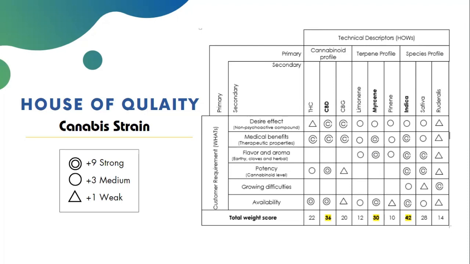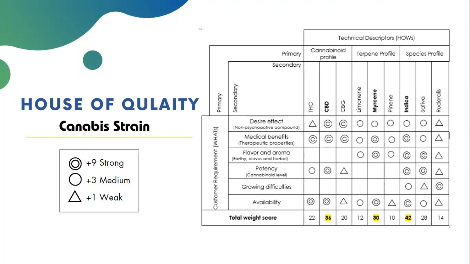On the right-hand side, we have 3 things, as we have mentioned: the cannabinoid profile, terpene profiles, and species profiles. If we take a look at the cannabinoid profiles, we have THC, CBD, and CBG. After rating the scores based on the customer requirements, CBD has the highest score compared to the other 2 cannabinoid profiles, THC and CBG. CBD has the highest score of 36.